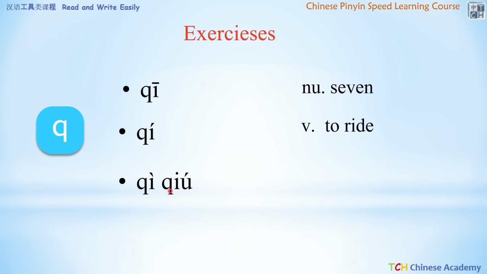And this 气, this IU is pronounced as the U final in the pinyin, and the tone is second, going up. So 气 U 球, and together 气球, that is a balloon. 气球.